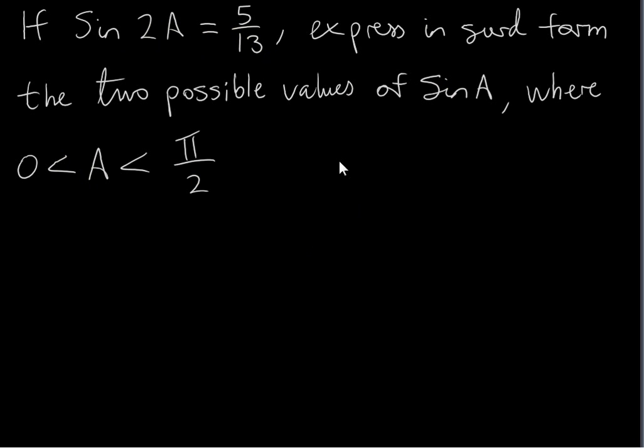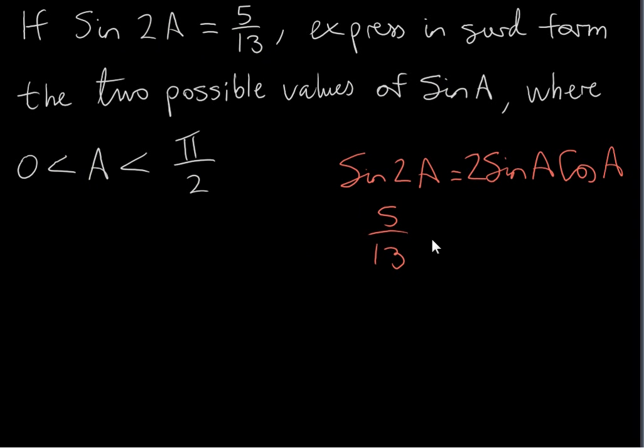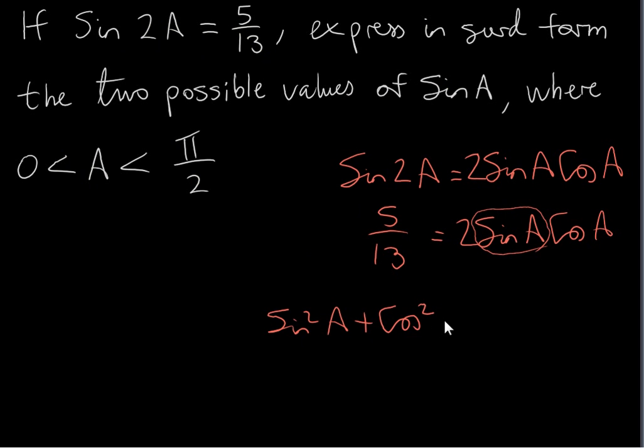Here's one of them. Sine 2a equals 2 sine a cos a. So if sine 2a is 5/13, we can try and solve this equation to find sine a. The only thing is, what about cos a? Well, we can actually get cos a in terms of sine of a using the following identity: sine squared a plus cos squared a equals 1. So I'm using this identity in conjunction with this identity here.